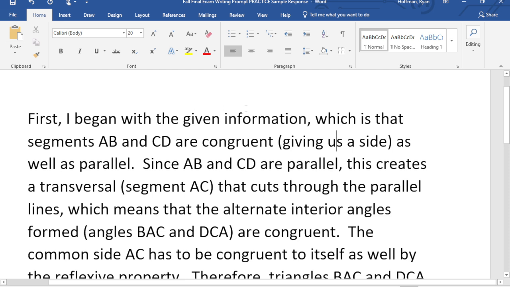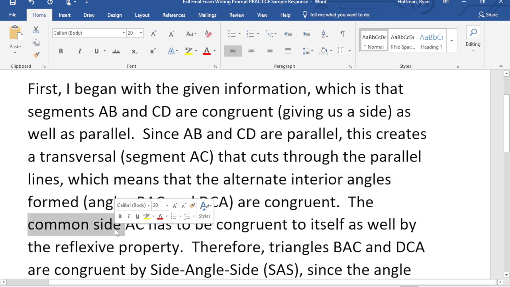So I began with the given information, which is that segments A, B, and C, D are congruent. Okay, so I'm showing I know that that symbol means congruent. And I'm showing that I know that that symbol means parallel. There's one. Since they're parallel, it creates a transversal. Oh, that's a good vocab word right there that I'm showing that I know. That cuts through the parallel lines. That means the alternate interior angles. So that shows I know the alternate interior angles are supposed to be congruent.